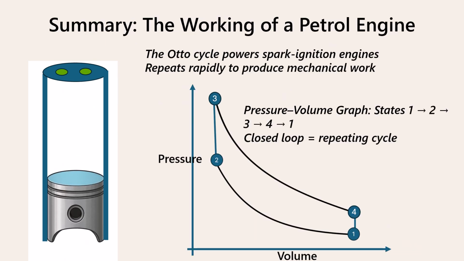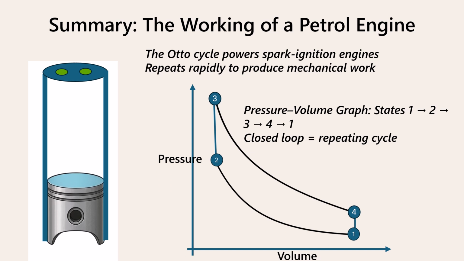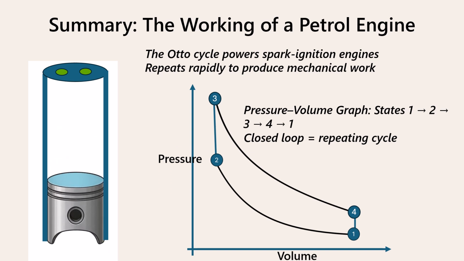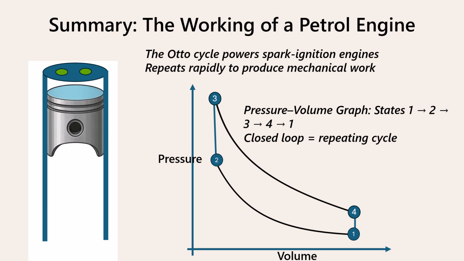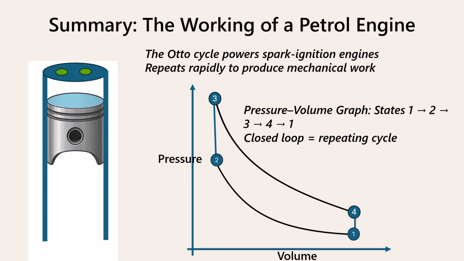The Otto cycle repeats rapidly inside a petrol engine cylinder, transforming heat from combustion into mechanical work that drives vehicles. Though idealized, this model helps engineers understand performance and efficiency limits of internal combustion engines.